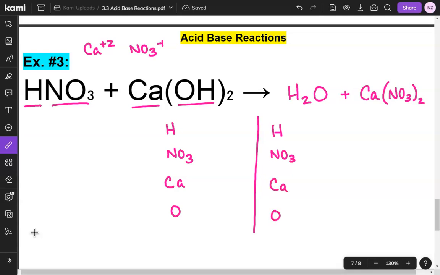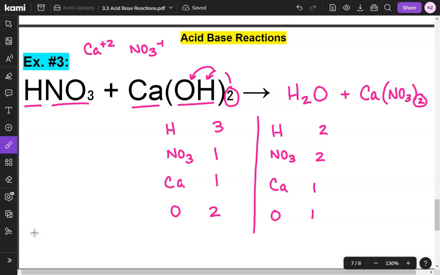All right, so we have 1 hydrogen in HNO3. I have 2 hydrogens here, so that's going to be a total of 3. I have 1 nitrate, 1 calcium, and I have 2 oxygens, because remember, this is multiplying to each of those here. On the right-hand side, I have 2 hydrogens. I have 2 NO3s. I have 1 calcium, and I have 1 oxygen. So I'm going to balance hydrogen and oxygen last.